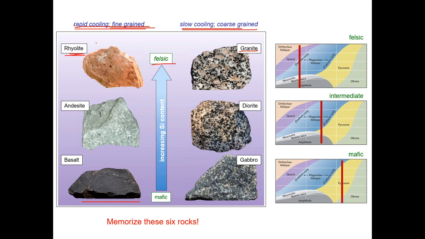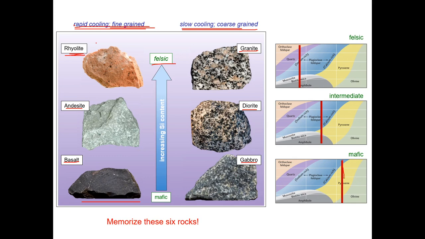Okay, so a rock called rhyolite is your felsic fine-grained rock. Granite is your felsic coarse-grained rock. Andesite is your intermediate fine-grained rock. Diorite is your coarse-grained intermediate rock. Basalt is your mafic fine-grained rock. Gabbro is your mafic coarse-grained rock. Okay? So gabbros and basalts are mafic.